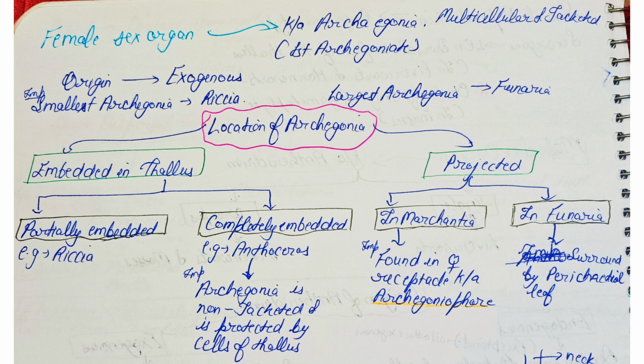Talking about the location, it can be embedded in thallus or is projected. In Riccia, it is partially embedded, and in Anthoceros, it is completely embedded in thallus. The main feature of the archegonia of Anthoceros is that it is non-jacketed and is protected by cells of the thallus itself. The projected archegonia is seen in case of Marchantia and Funaria, just like the male sex organ. In Marchantia, it is found in the female receptacle known as archegoniophore. In Funaria, it is surrounded by perichaetial leaves.